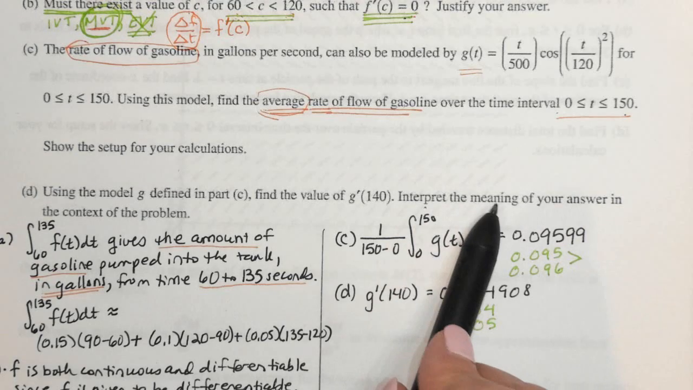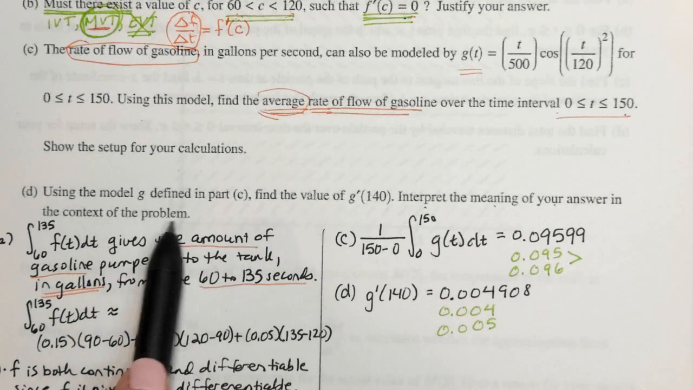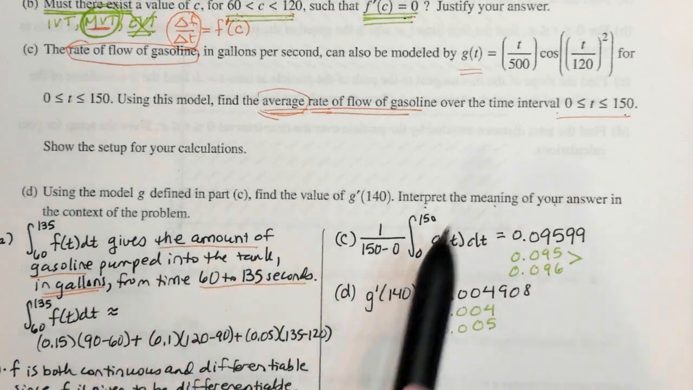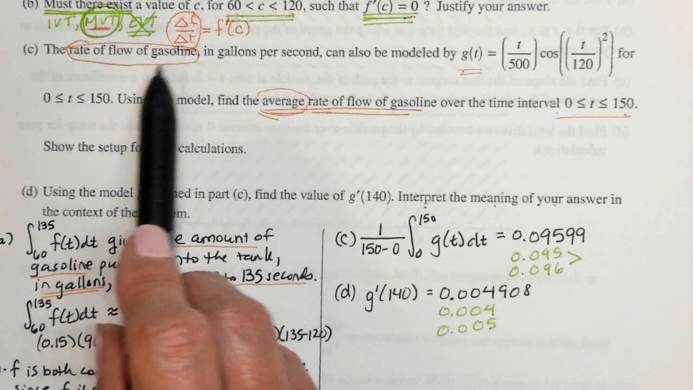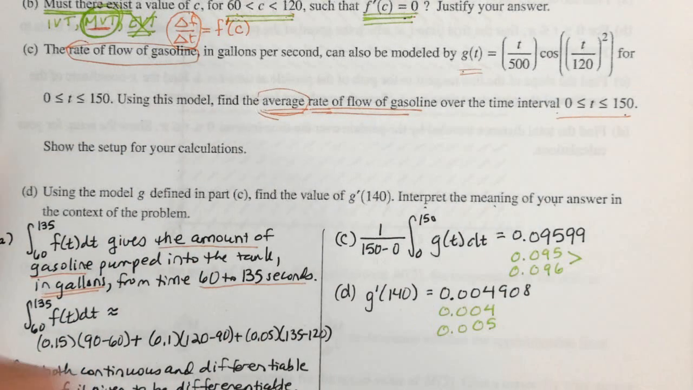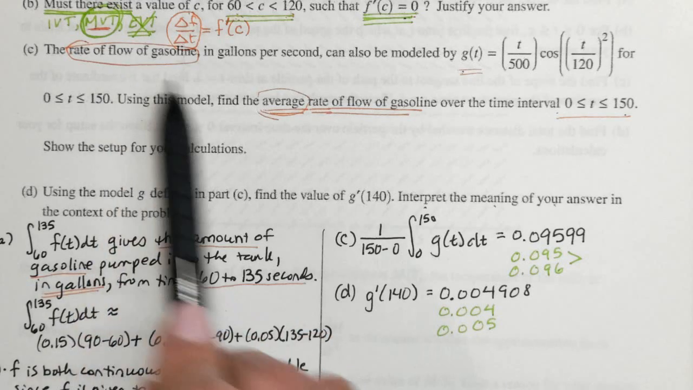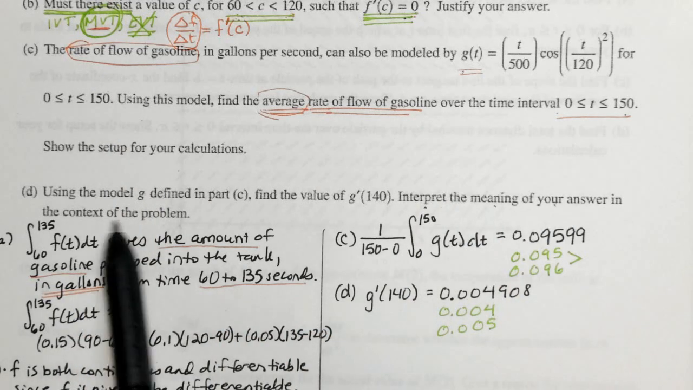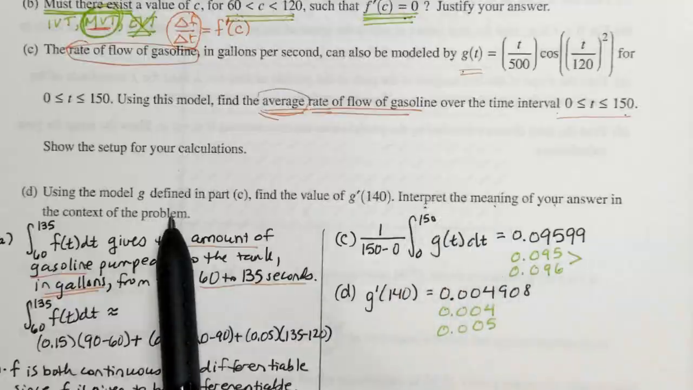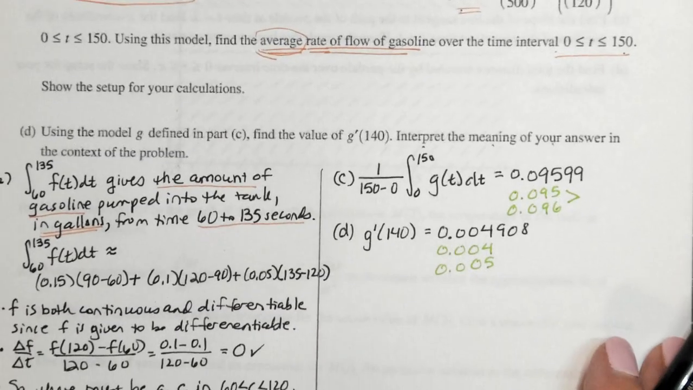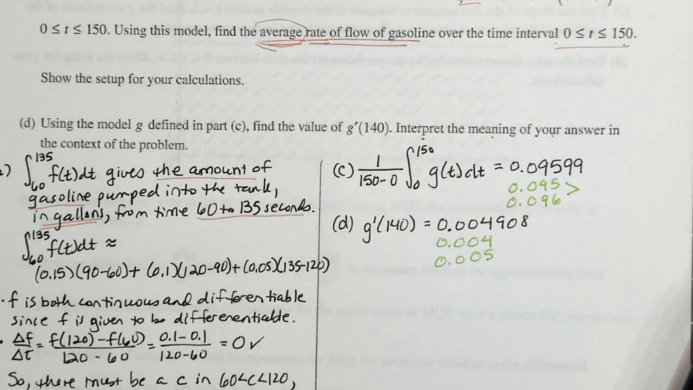Now it says interpret the meaning of our answer in the context of the problem. So G is the rate of flow of gasoline. What would G prime be? G prime would be the rate at which this rate is changing. Now in this one, they did not say I had to use correct units. I'm very used to using correct units, so I probably will use correct units, but since it didn't say to use correct units, they're not looking for units in our answer.